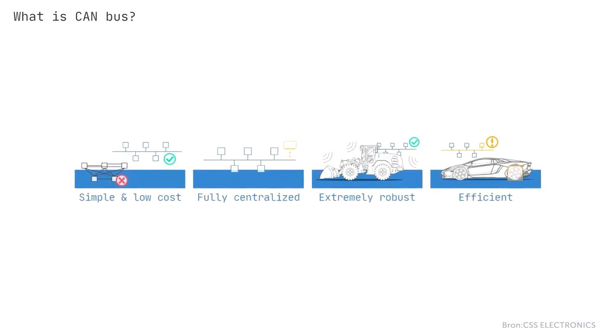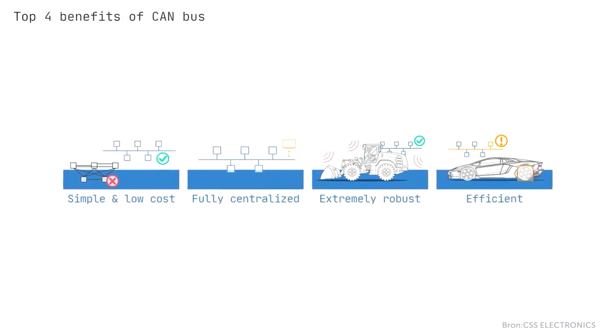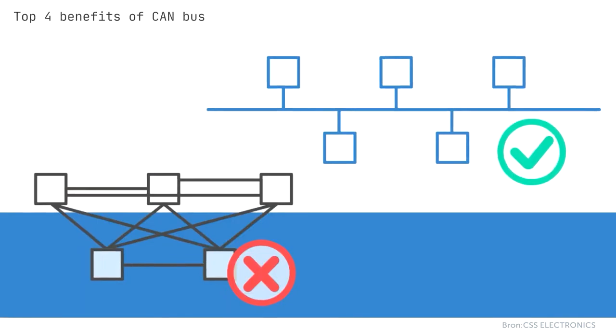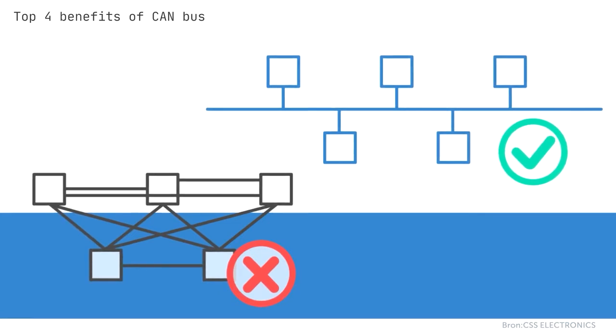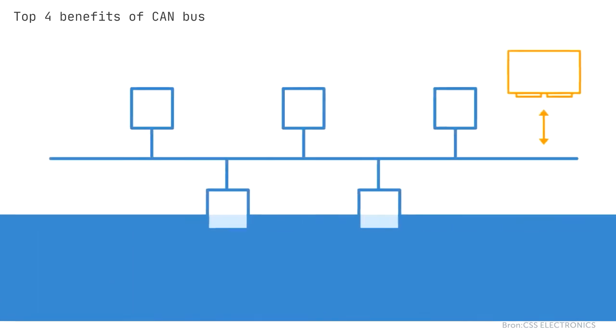There are 4 key benefits to CAN bus that help explain the popularity. First, CAN bus is simple and low cost. ECUs communicate via a single CAN system instead of via direct complex analog signal lines, reducing errors, weight, wiring, and costs. Second, it is fully centralized.